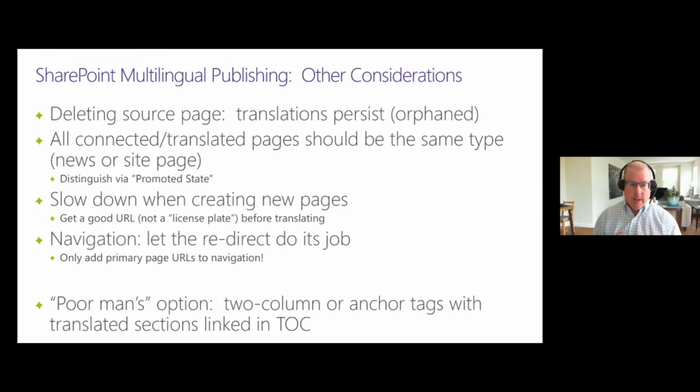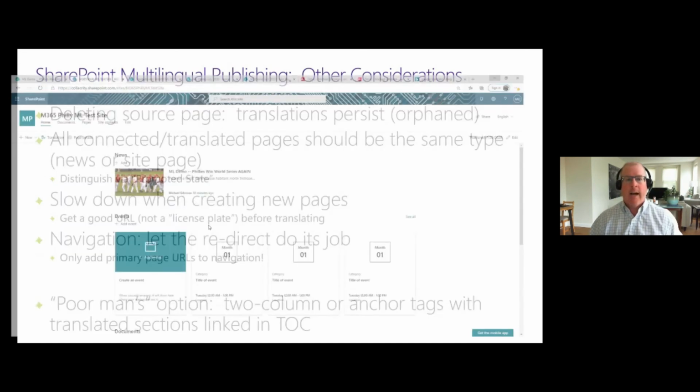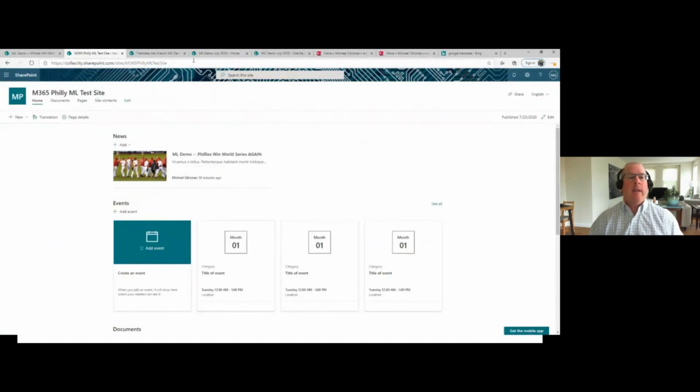I think we talked a little bit before about the news pages or site pages distinction. So everything in a group of pages that's translated should either be all news pages, promoted state of 2, or site pages, promoted state of 0. And that promoted state is the way to see that easily in your site pages library. Before we go to the next, I actually wanted to show you that because I did create that for this demo.